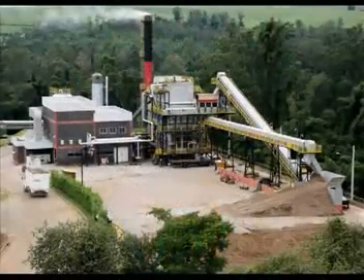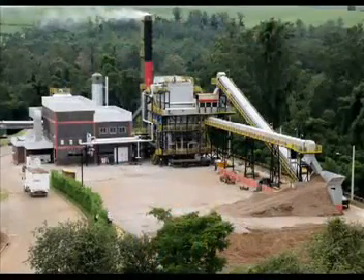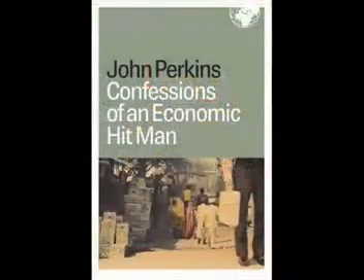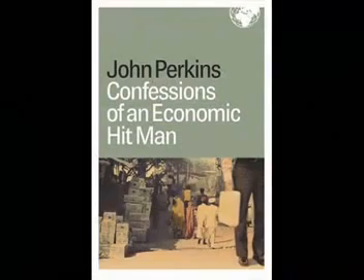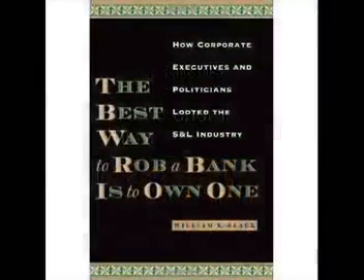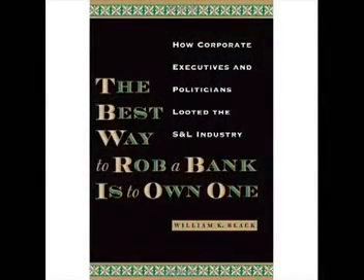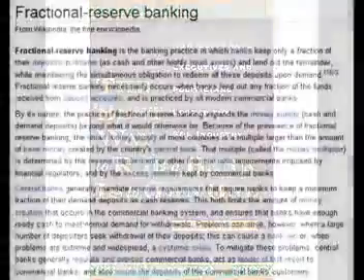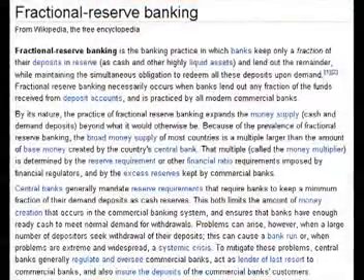This is why economic hitmen like John Perkins say that their first job was to construct a power plant and loan third world countries the money at interest to pay for it, thereby enslaving them through debt and dependence on the energy and its infrastructure. In his book, The Best Way to Rob a Bank is to Own One, William Black details the process by which banks create money virtually out of nothing through a process known as fractional reserve banking.